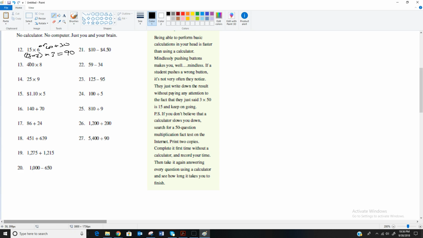On this, I would definitely multiply the 4 and the 8 first, and then put the zeros on. So 4 times 8 is 32, and then the 2 zeros added on.